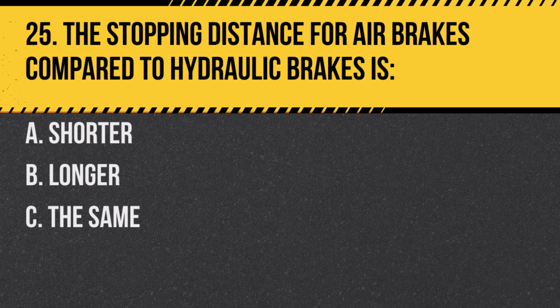Question 25. The stopping distance for air brakes compared to hydraulic brakes is: A. Shorter. B. Longer. C. The same. Answer: B. Longer. Air brakes generally have a longer stopping distance than hydraulic brakes.